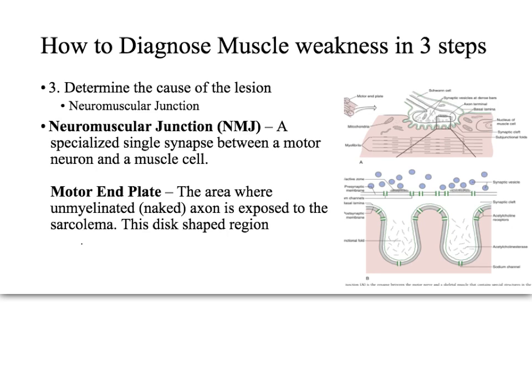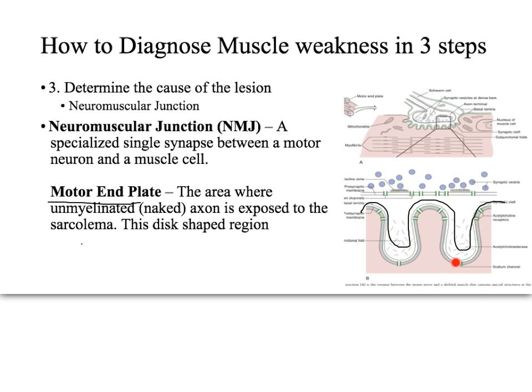The motor end plate is the area where the naked end of this bulb, the exposed portion of it, is interacting with the sarcolemma. So the motor end plate is specifically a portion of the sarcolemma where it's interacting with the nerve. Just to bring this into the big picture, right here we're looking at the entire neuromuscular junction, and then we zoom in at this little squared area and we're seeing that right here.